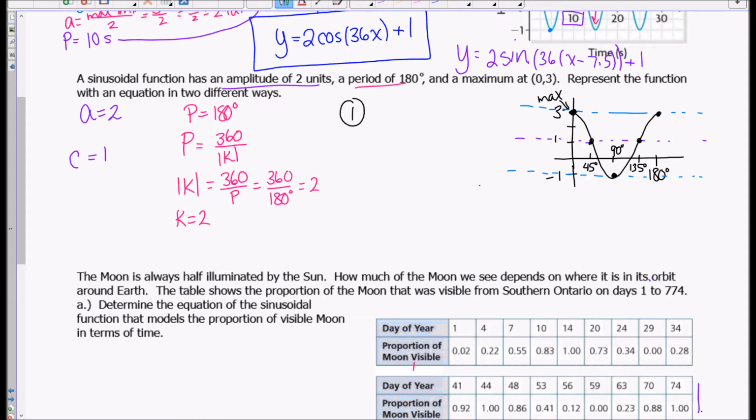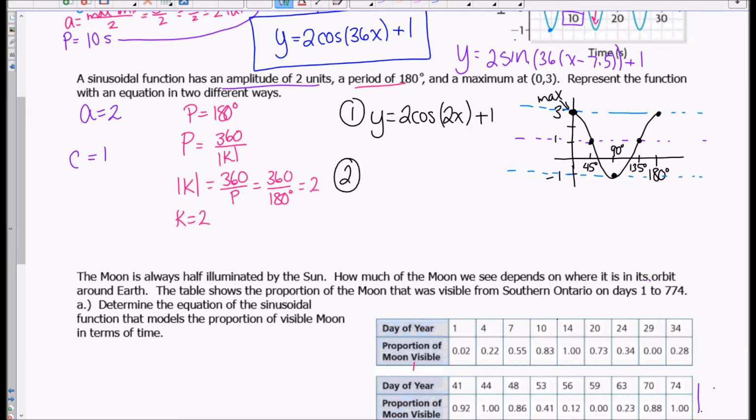Now, our first equation that we're going to write is going to be, let's try the simplest equation that we can possibly write. And the simplest equation would be cosine, because cosine starts at its max and then it decreases and then it increases again. So this is the simplest equation because we're looking at it without a phase shift. So my equation would say y equals, we know a is 2, times the cosine of, we know k is also 2x, there's no phase shift, so I don't need to include anything there, plus 1.